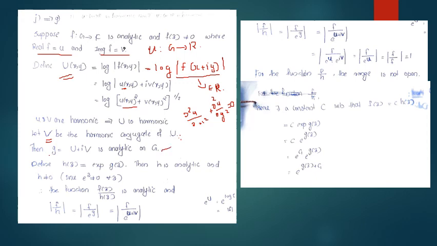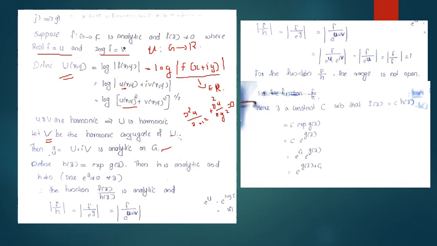According to the theorem we studied, U is harmonic and V is the harmonic conjugate of U, then U plus iV will give an analytic function on G. Now define h of z equals exponential of g of z. Analytic function, so we can write h of z equal exponential of g of z. Then h is analytic and h is not equal to 0, because the exponential value is never 0.